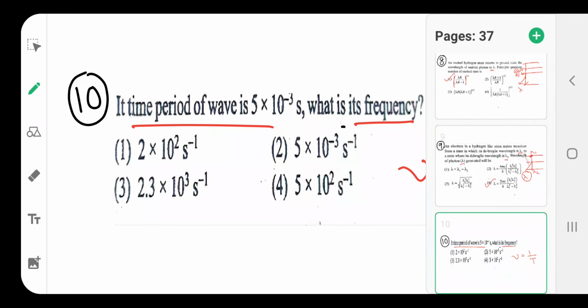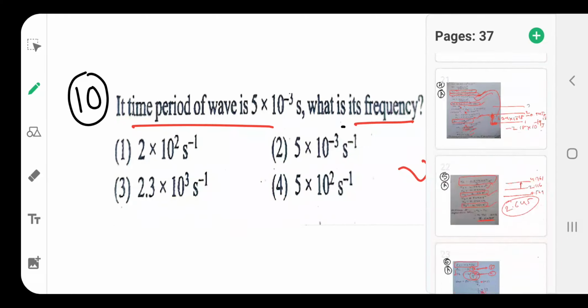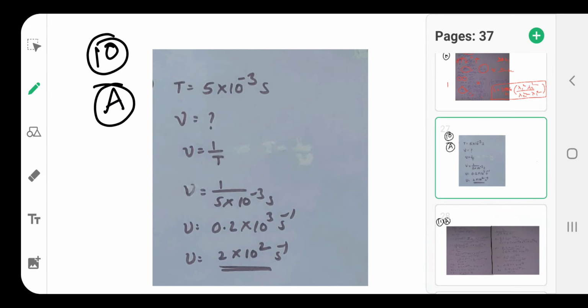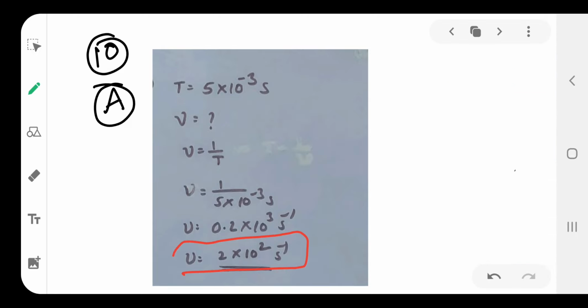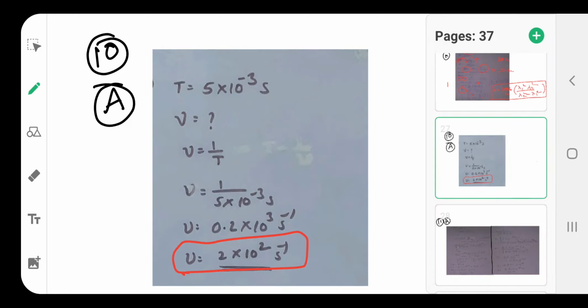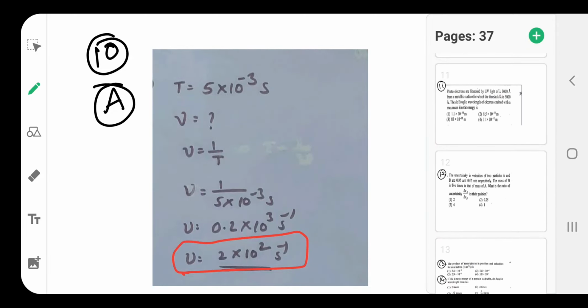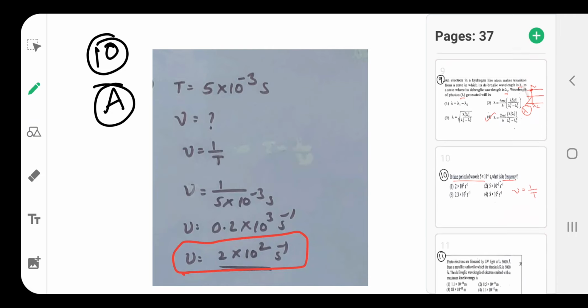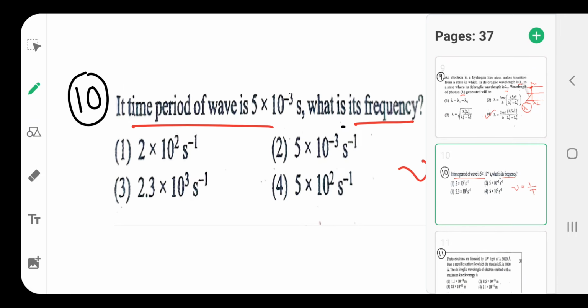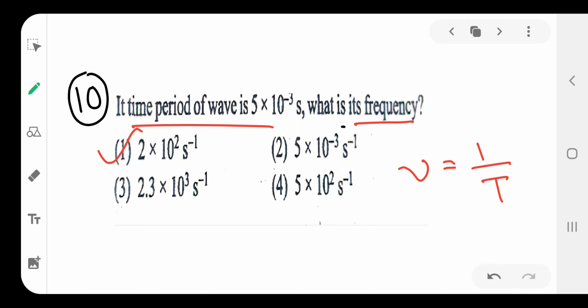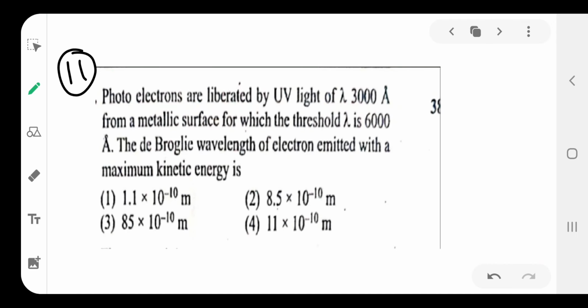Then what will we get? 1 by 5 into 10 power minus 3 is 0.2 into 10 power 3, then 2 into 10 power 2. So frequency is 2 into 10 power 2 second inverse. So this is the option. The next one is question number 11.